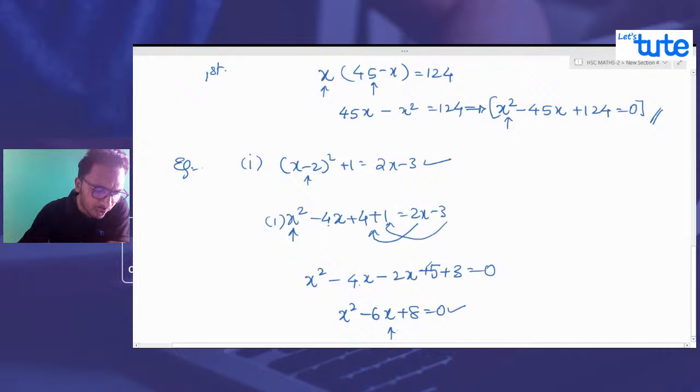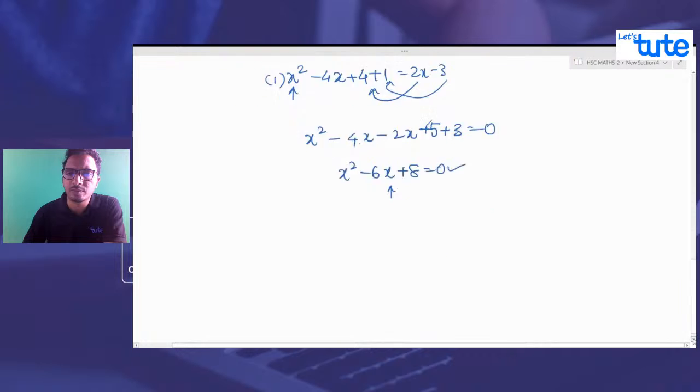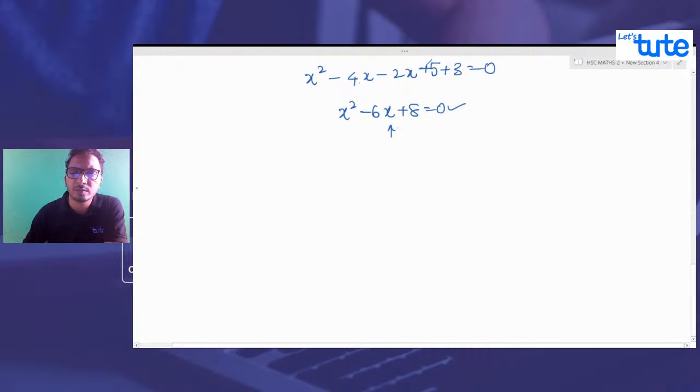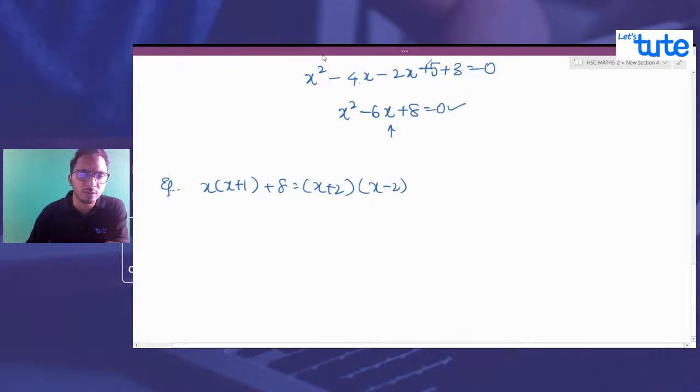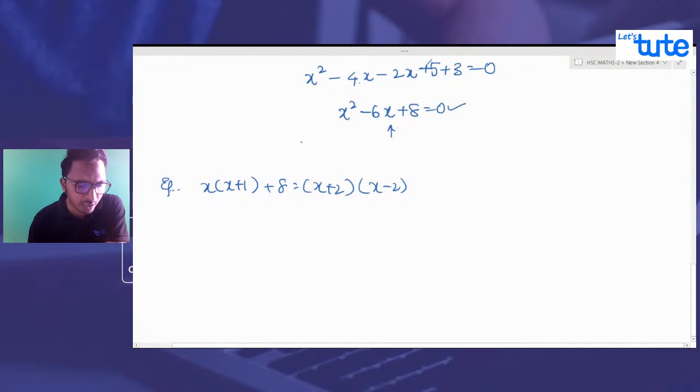Let us solve one more example of this kind. Okay, let's solve this. x multiplied by (x plus 1) plus 8 equals (x plus 2)(x minus 2). Okay, let us solve this question.